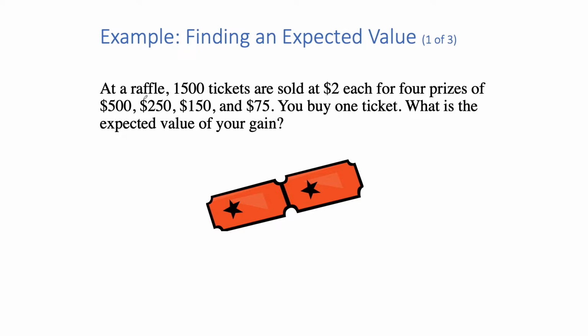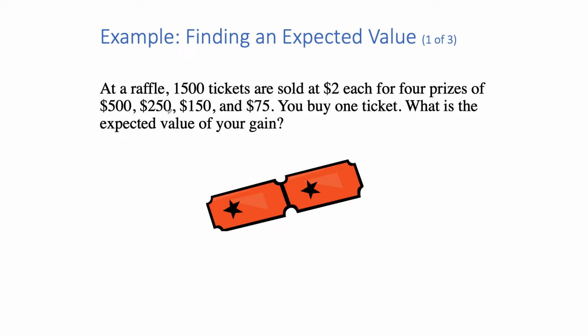So you go to a raffle, right? There's a raffle, and 1,500 tickets are available for purchase. To enter this raffle, it costs $2. You spend $2 each to get one of these tickets, and there are four prizes. Four of these tickets will win you prizes, right? One ticket will win you $500.